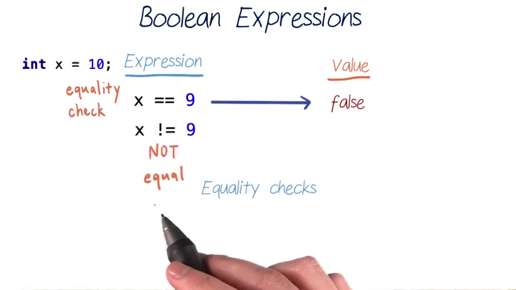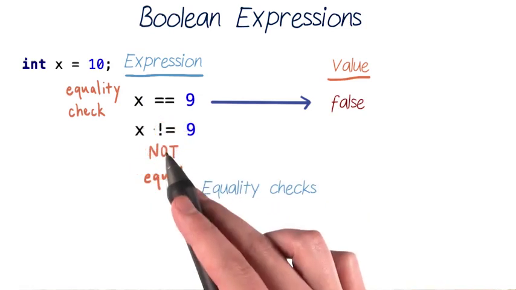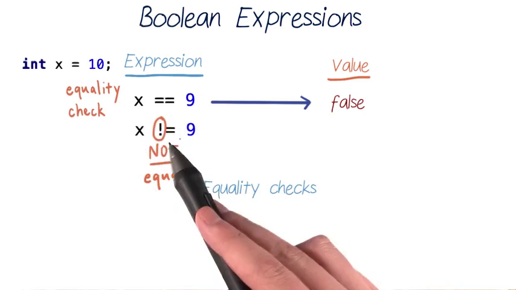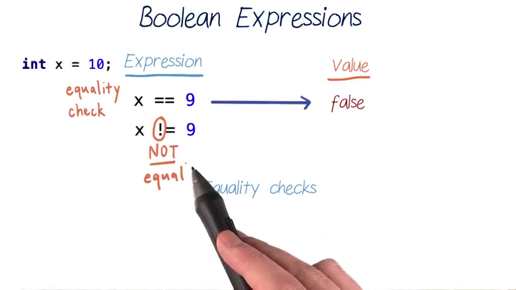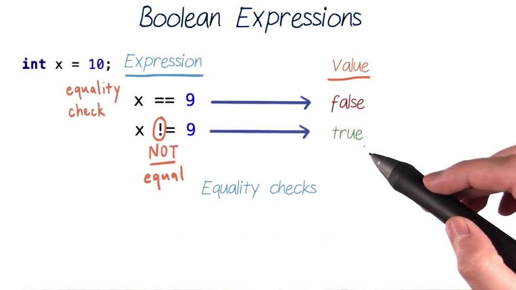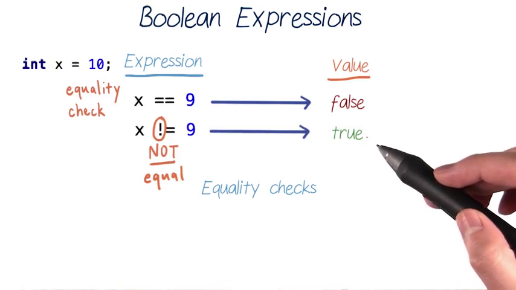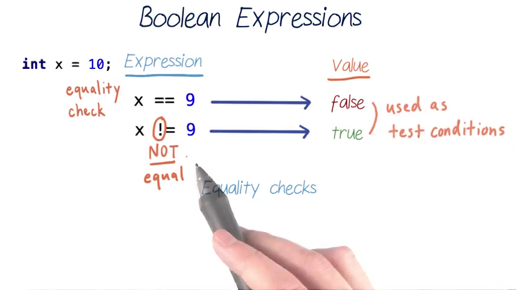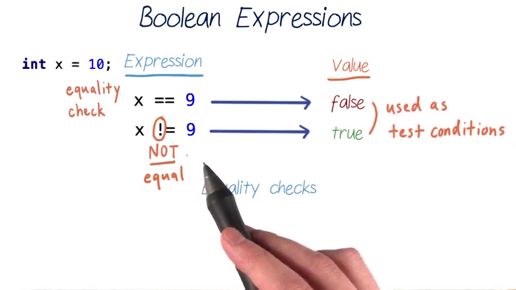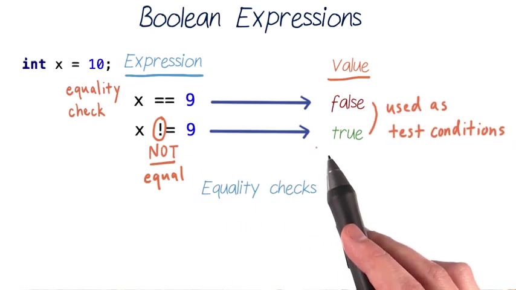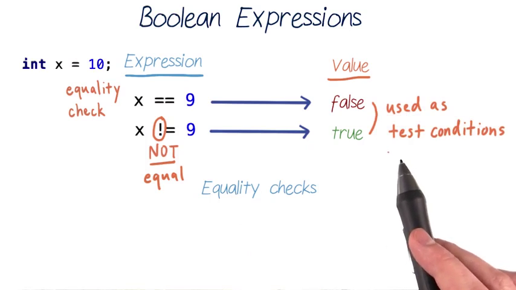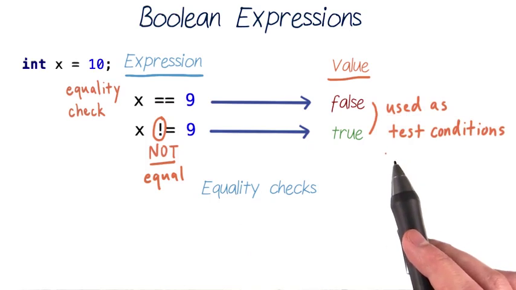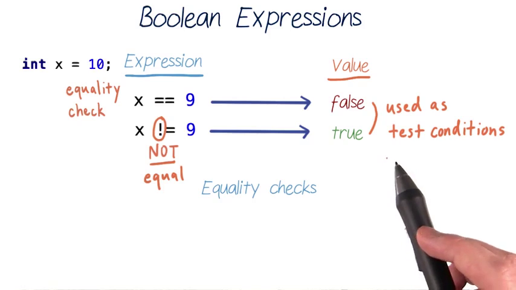And to check if two values are not equal, we use exclamation point equals, where this exclamation point means not. And so x not equal to 9 will evaluate to true, because 10 is not equal to 9. It's the opposite of the previous equality check. And because all these types of expressions evaluate to true or false, they are often used as test conditions in decision-making if statements. But before we get to using these for decision-making, let's get more practice evaluating these expressions.